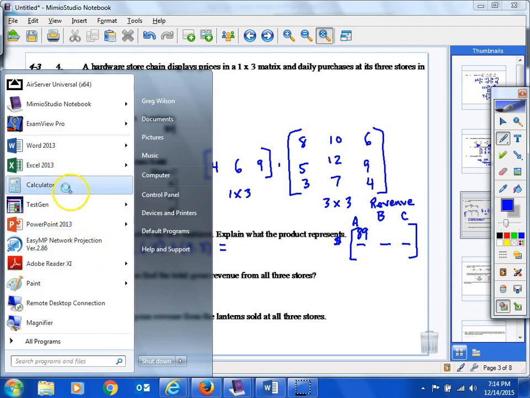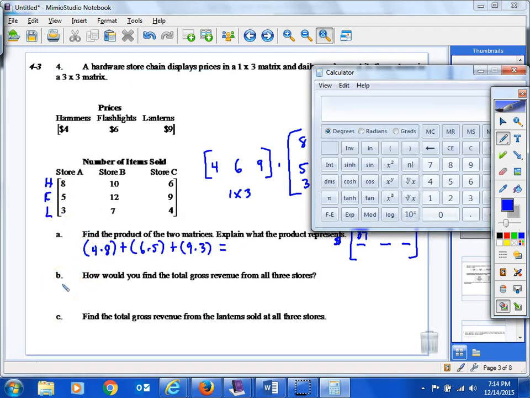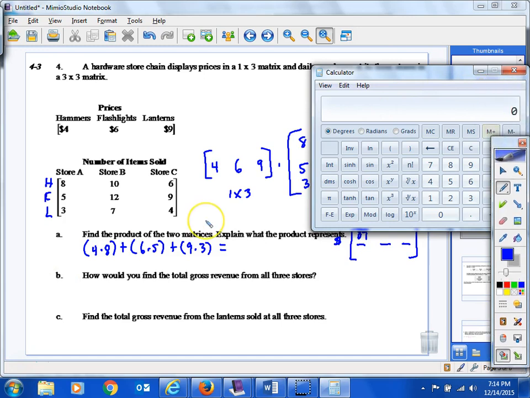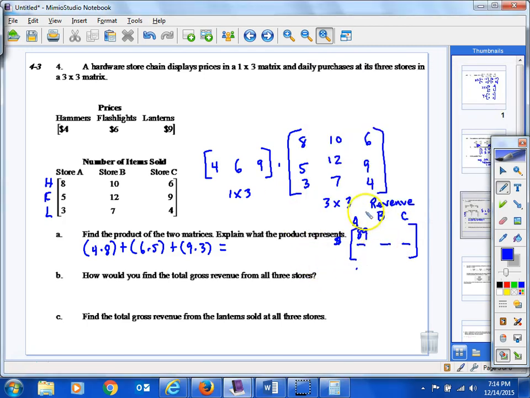Just looking for my calculator just to verify that. I want to make sure I do the right thing here. So 32 plus 30 plus 27, 89. Okay. Now we'll do the same thing to get store B revenue.